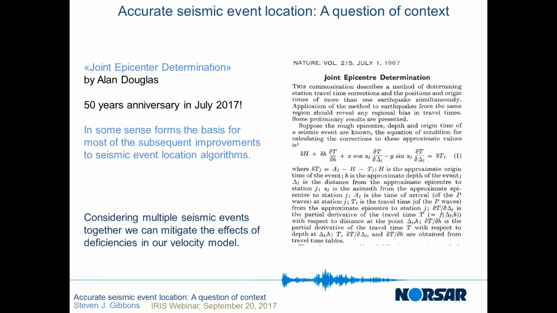The reason for that is that this paper is essentially telling us that we are aware that there's bias when we're trying to locate a seismic event using arrival times at different stations. But if we locate two or more events together, then the bias for any given station can be accounted for and accommodated. And this, in a sense, forms the basis for all of the methods we have for what I think of as contextual location.